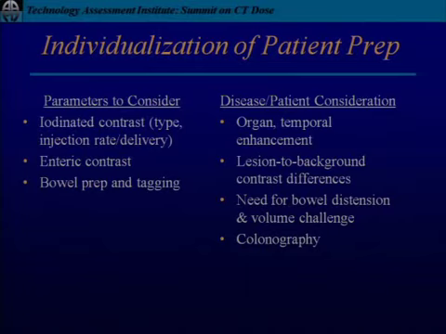For patient preparation, there are fewer parameters to consider. So it's easier just to kind of click through them in your mind and say, well, which choice will benefit this particular patient? Okay, so for iodinated contrast, I'm going to think of the type, the injection rate and delivery. I'm going to think about what phases I want to look at. For the enteric contrast, I'm going to be thinking about what is my pathology. Is that going to be highlighted better by using a bright agent in the lumen or by enhancing the bowel wall and using a negative agent in the lumen? And then for colonography, of course, there's the bowel preparation. I'm going to want to be thinking, do I need to really distend the bowel to see the pathology?